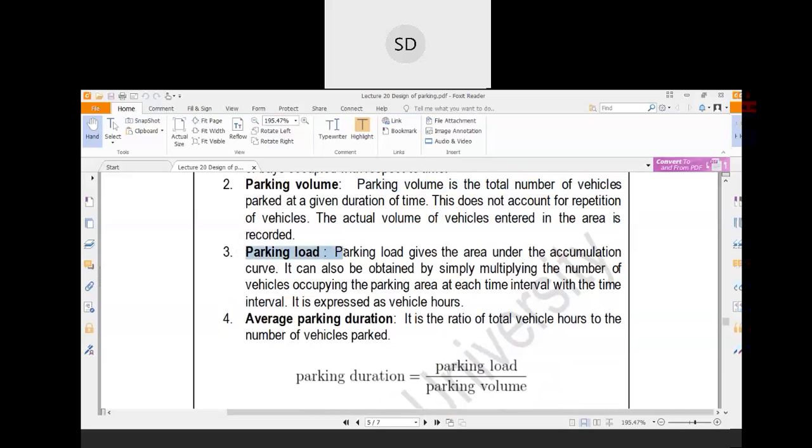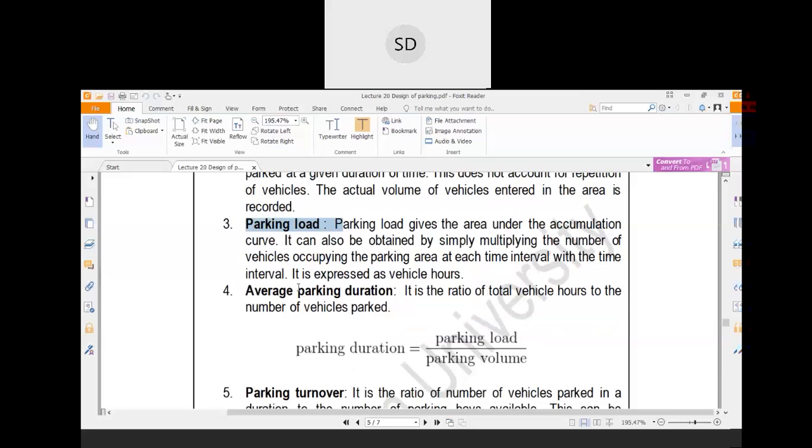Next coming parking load. The parking load gives the area under the accumulation curve. So it can also be obtained by simply multiplying the number of vehicles occupying the parking area at each time interval with the time interval. Suppose from 7 to 8 am 5 vehicles are placed over there. So you can find out the total parking load over that area during the entire duration of the time, and it is expressed as vehicle-hours.